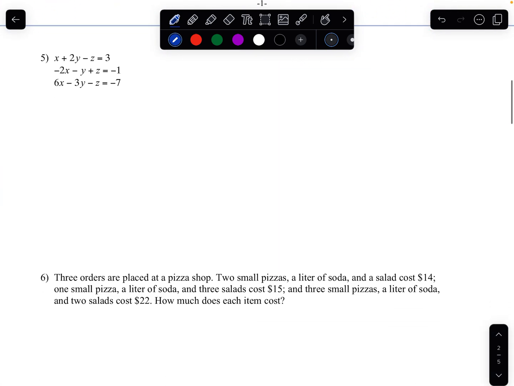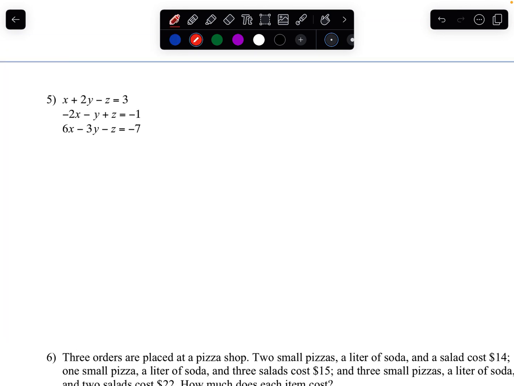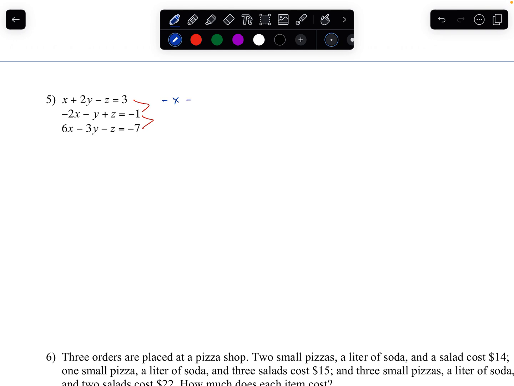Alright, one more system of equations here. The z's are nice and easy right here. So I'm going to add these together and then those together. When I add the first two equations together, that's negative x, and then plus y. The z's are going to cancel, and it's going to be equal to 2. Now when I add these ones together, that's going to become 4x. This is going to become negative 4y. The z's are going to go away, and that's going to become negative 8.